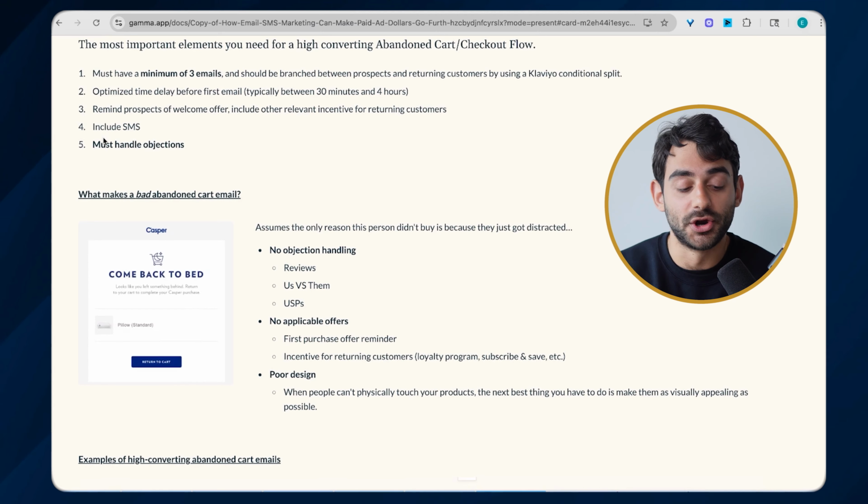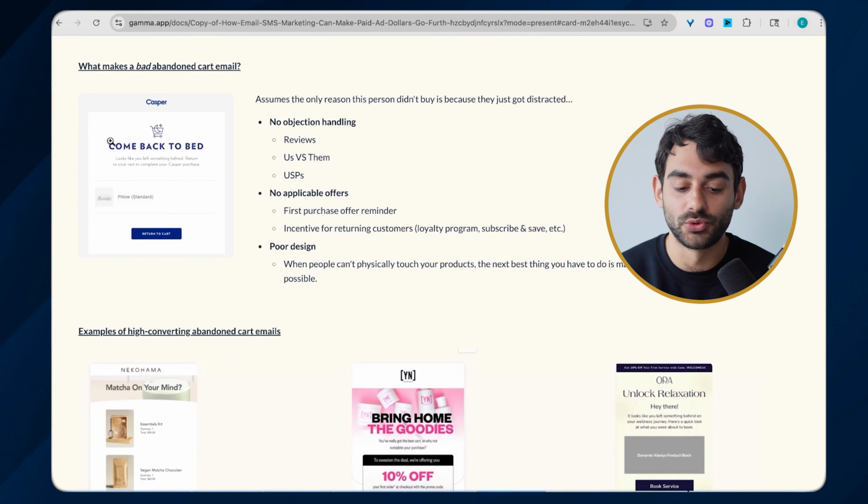And then lastly, but also most importantly, you need to handle objections. People have a reason for why they didn't purchase. Usually it comes down to they don't believe that the product is worth it. And you need to proactively have messaging in your flow that handles those objections.